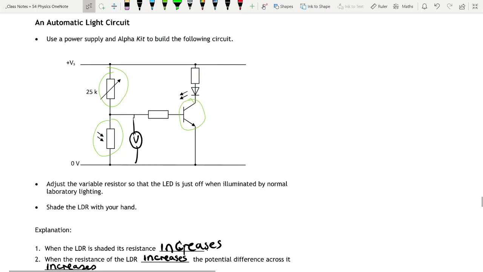Therefore, the transistor switches on and the LED lights. So go through that again. If we shade this LDR, its resistance increases. Because its resistance increases, the voltage across it increases. And as the voltage increases, it will eventually get to 0.7 volts, so the transistor will turn on, which will turn on the LED.